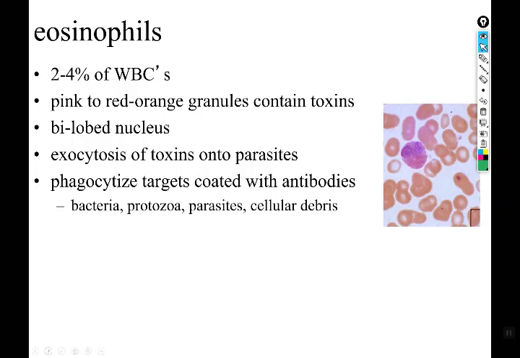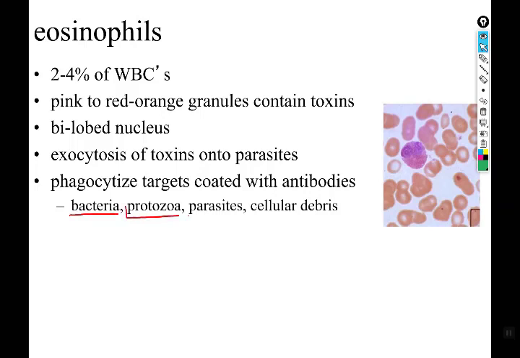So basically, the eosinophil arrives at some kind of target that is coated with antibodies. It's going to barf up a bunch of toxins onto that targeted antibody-coated thing, whatever it is. And then once the target has been disabled, the eosinophil will proceed with phagocytosis. So this includes bacteria as well, although that's not their primary goal.